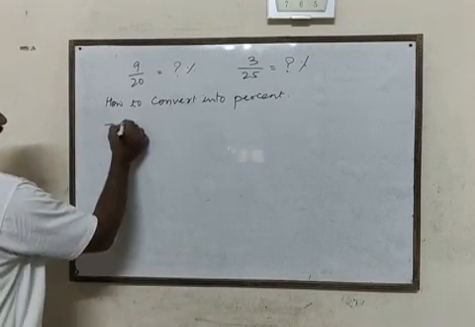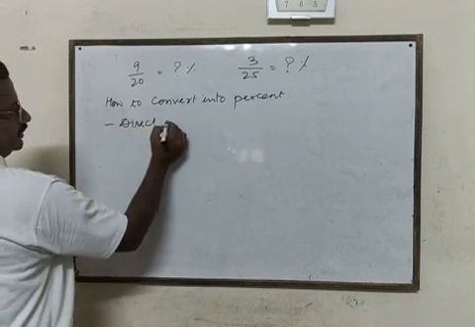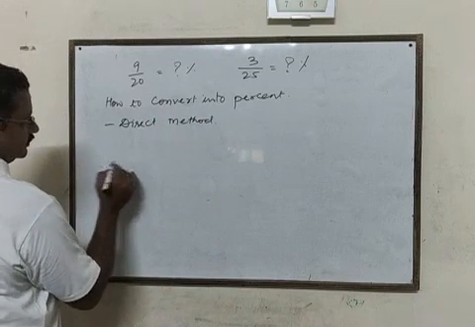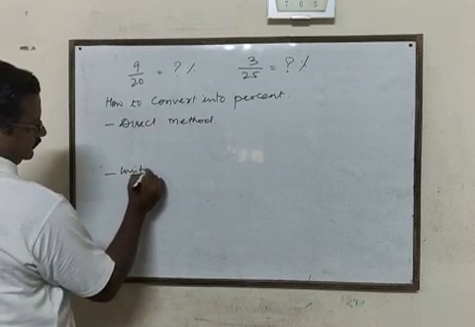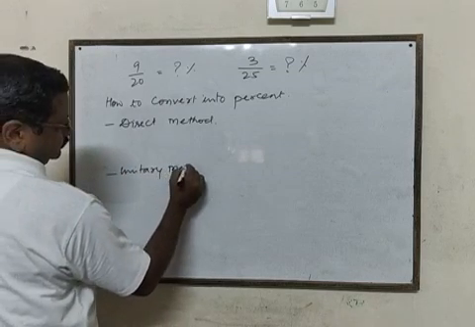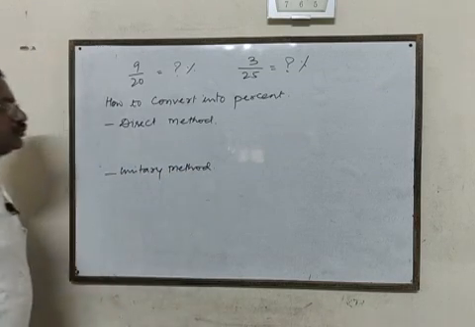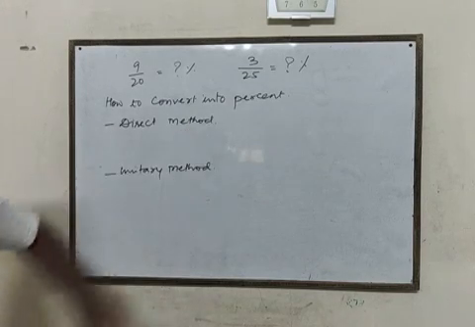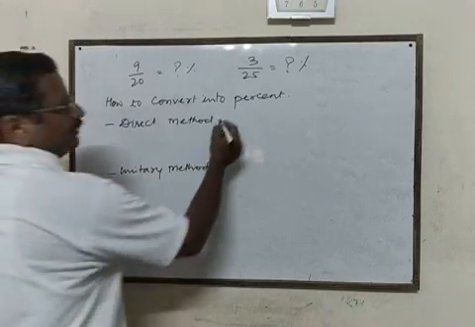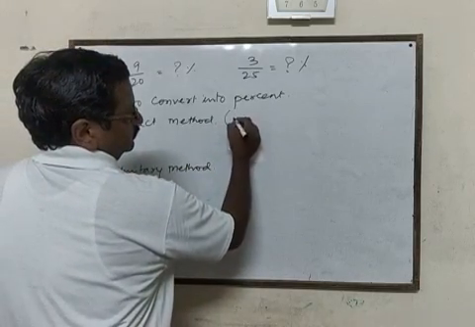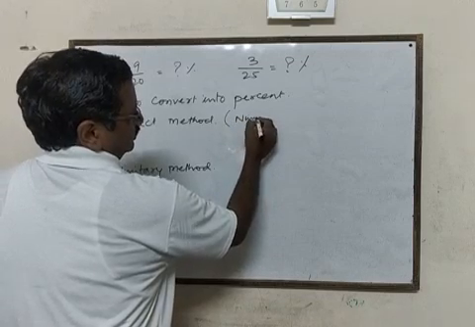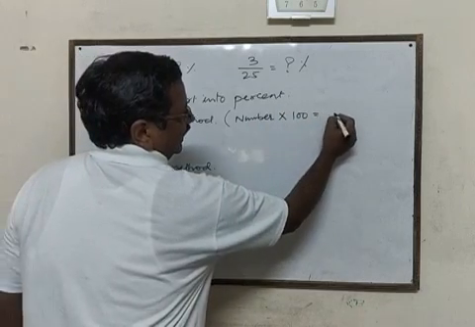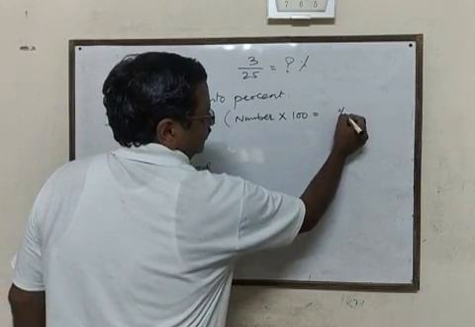First method is the direct method. Second method is the unitary method. So we have two methods, direct method and unitary method. If we want to convert by the direct method, just multiply the number by 100. You will get the answer in percent.